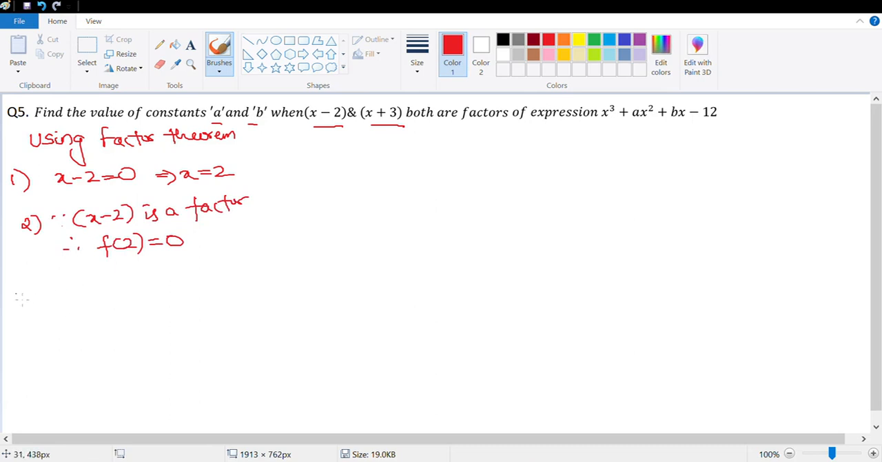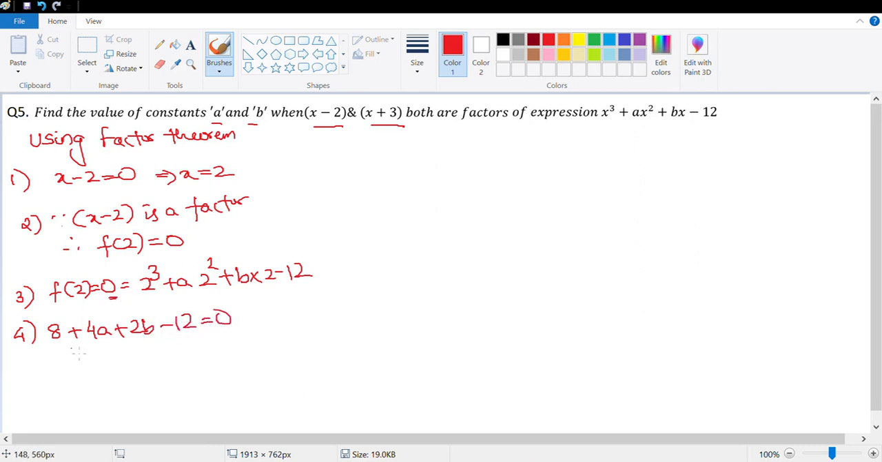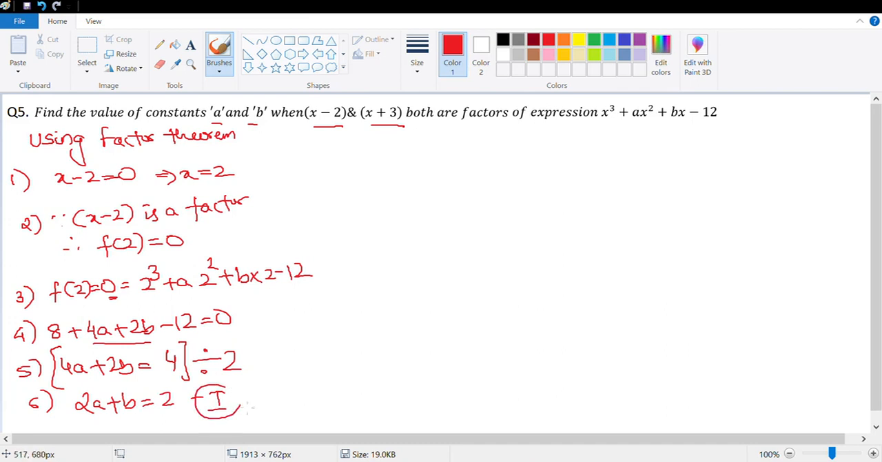Let's replace the value of x as 2 in the given polynomial. So f of 2, which is equal to 0, should be equal to 2 cube plus a times 2 square plus b times 2 minus 12. So this is 2 cube, that's 8, plus 2 square, 4a, plus 2b minus 12 is equal to 0. The remainder is 0. So 4a plus 2b, 8 minus 12, that's negative 4. If I take it on the other side, that's 4. Let's divide both sides by 2. I notice 2 is common. So we have 2a plus b is equal to 2. That's my first equation. Good.